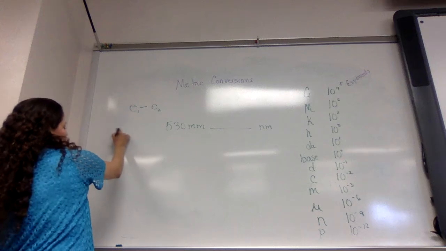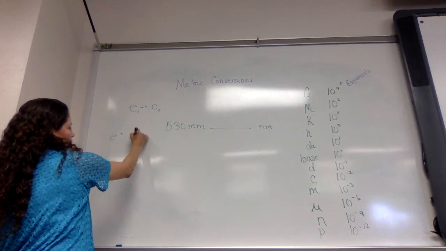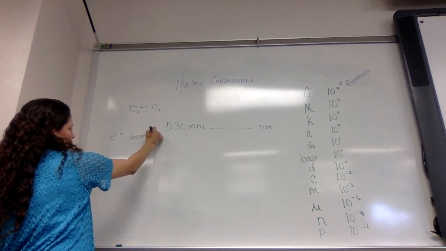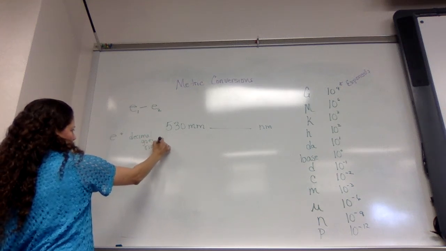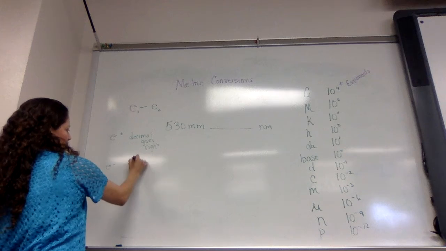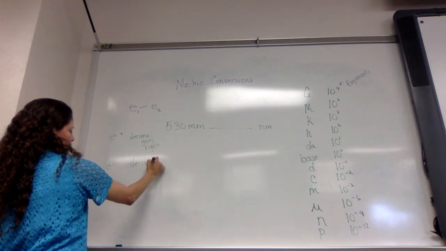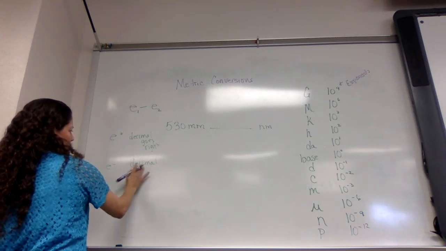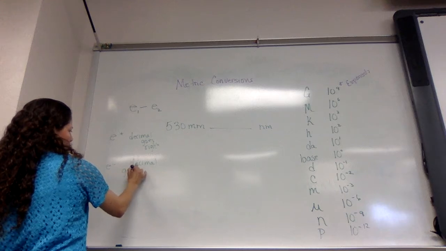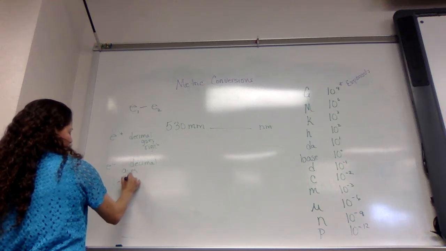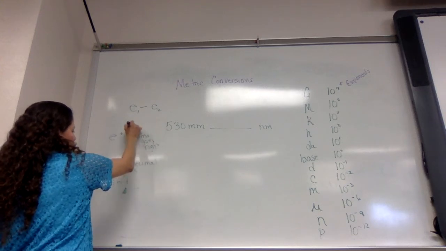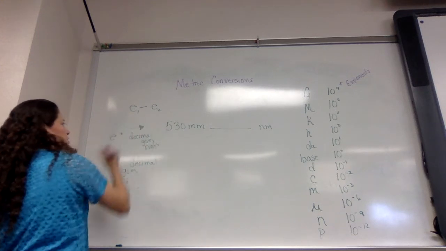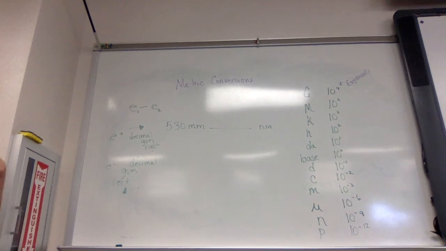If your exponent is positive, your decimal goes to the right. If your exponent is negative, decimal goes left. This one comes this way. So just a couple little things to keep in mind.